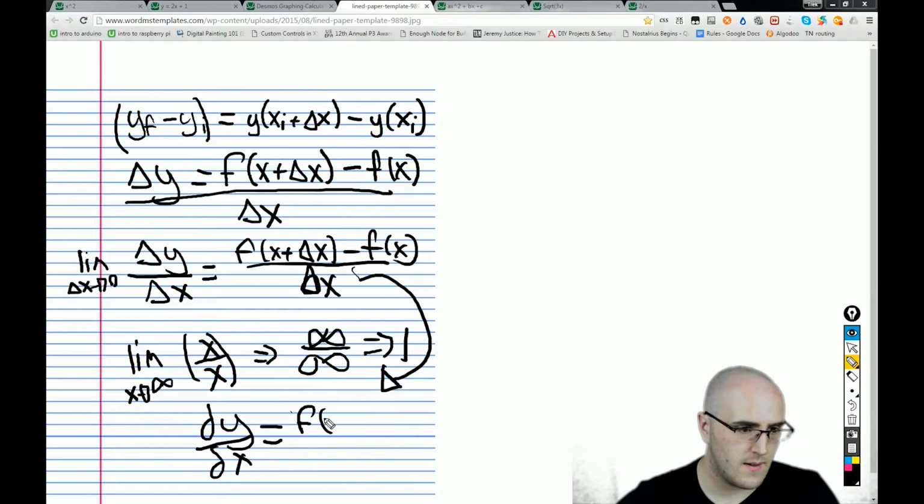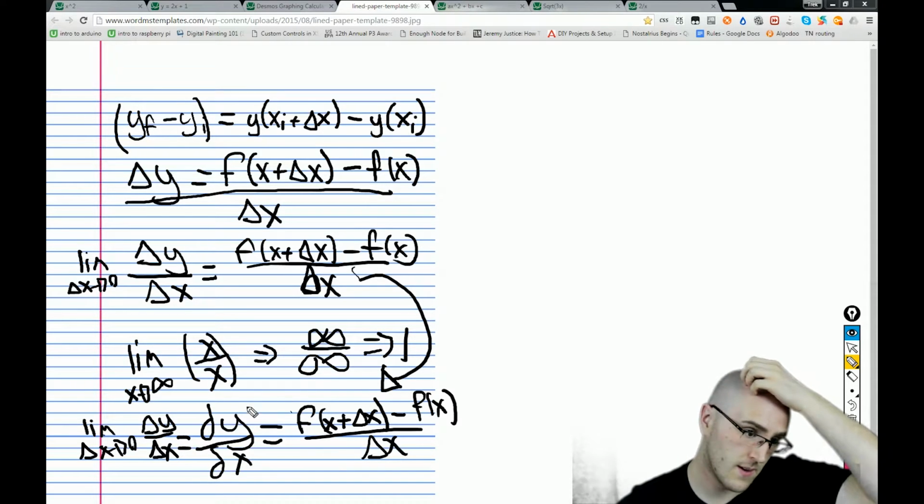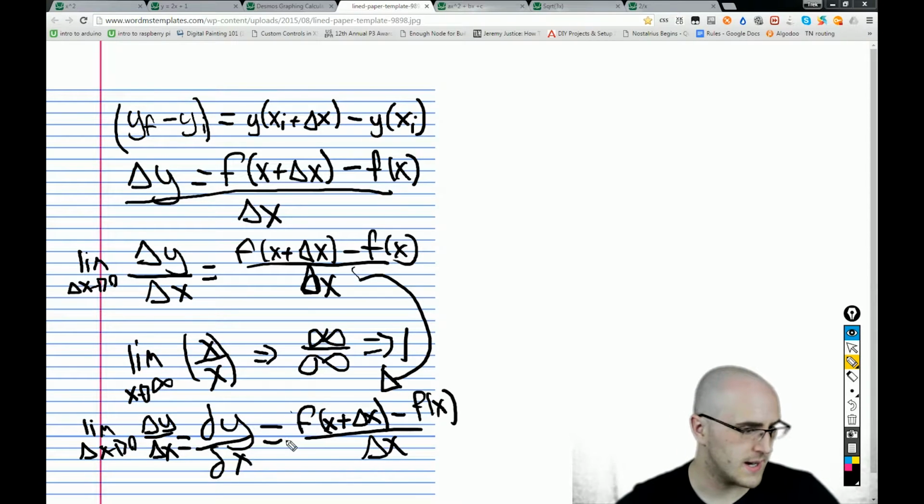f of x plus delta x minus f of x over delta x. And this is the limit as delta x goes to 0 of delta y over delta x. So these three things are equivalent. Oh, except this needs a limit as delta x goes to 0, which I'll just put quotes there. So this is another notation you'll see a lot. I'm going to clear this.